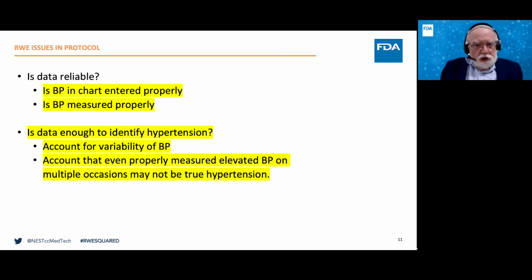So therefore, the question is, is the data reliable? On one level, did they enter the data properly in the chart? There's always some error, but that's not a major problem. But there is a question: was the blood pressure measured properly in the clinic so it actually reflects what is necessary for intervention? And is the data enough to identify the hypertension, to account for the variability of the blood pressure, and that even if you get recurrently measured, properly measured, elevated blood pressure, it may still not be true hypertension.